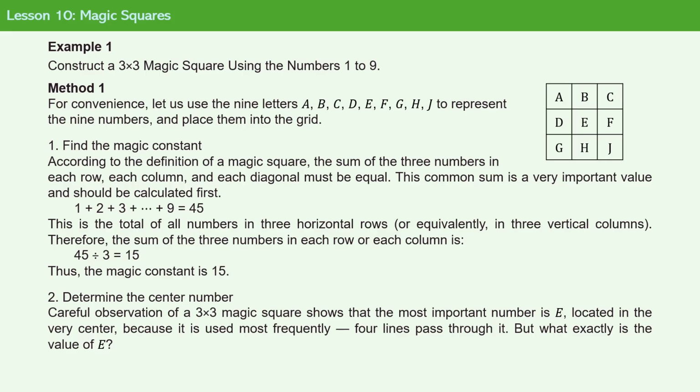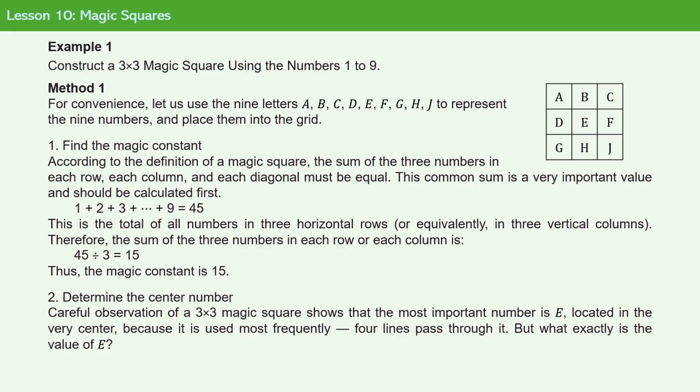According to the definition of a magic square, the sum of the 3 numbers in each row, each column, and each diagonal must be equal. This common sum is a very important value and should be calculated first. 1 plus 2 plus 3 and all the way up to 9 equals 45. This is the total of all numbers in 3 horizontal rows, or equivalently, in 3 vertical columns. Therefore, the sum of the 3 numbers in each row or each column is 45 divided by 3 equals 15. Thus, the magic constant is 15.